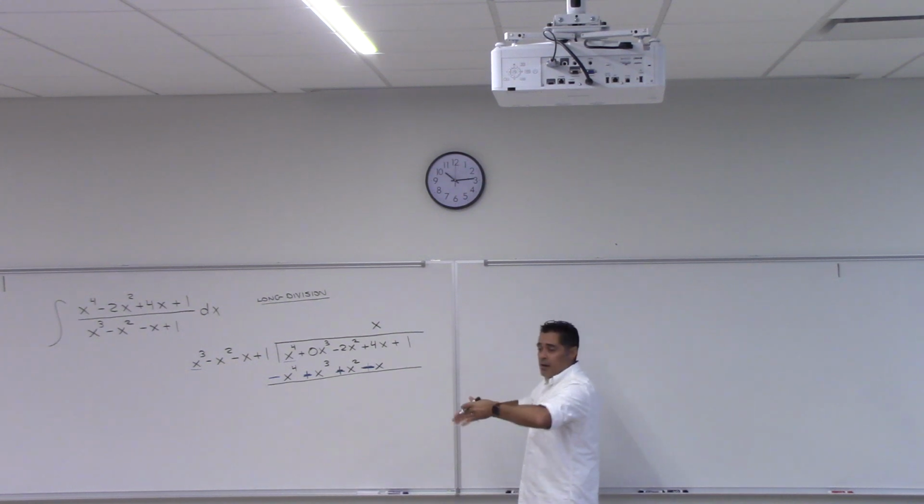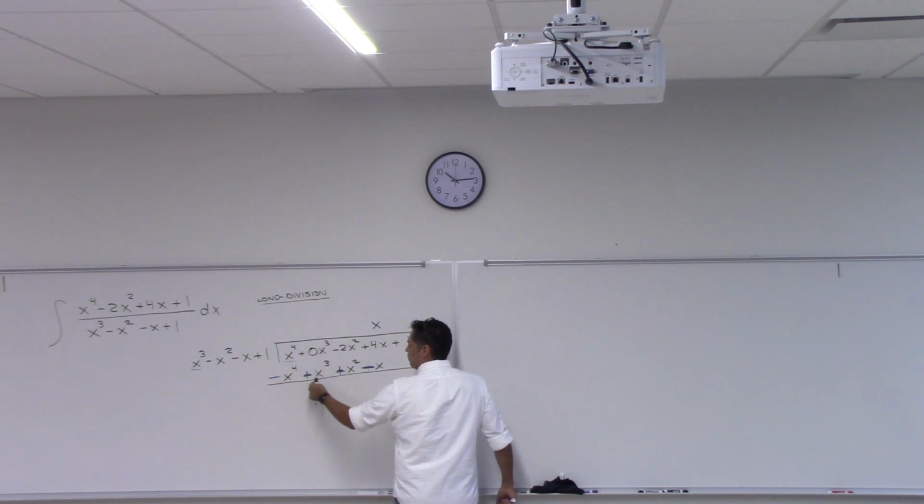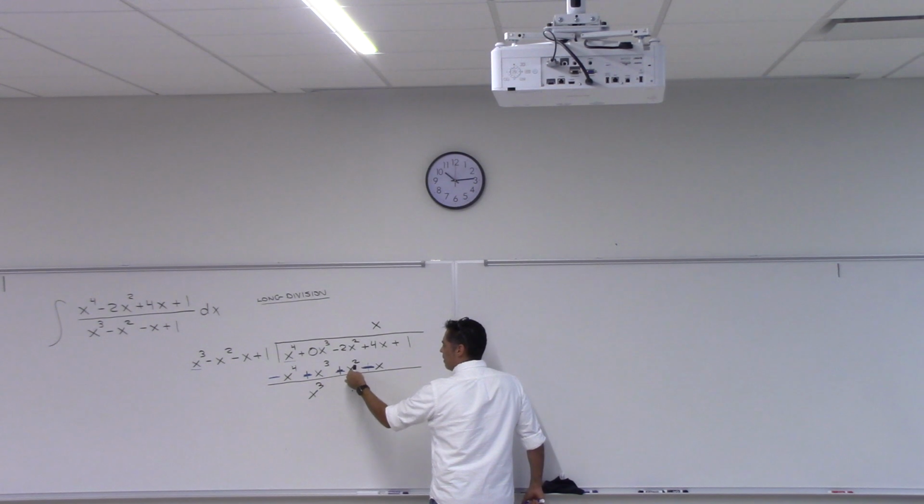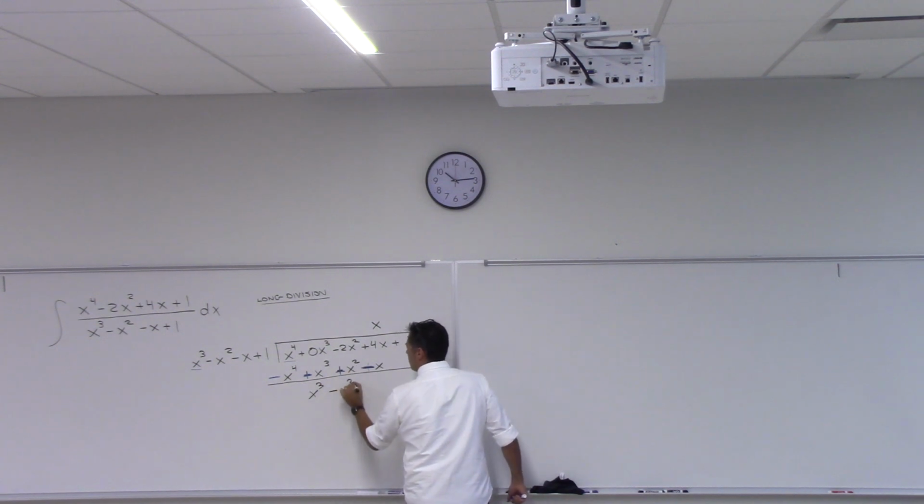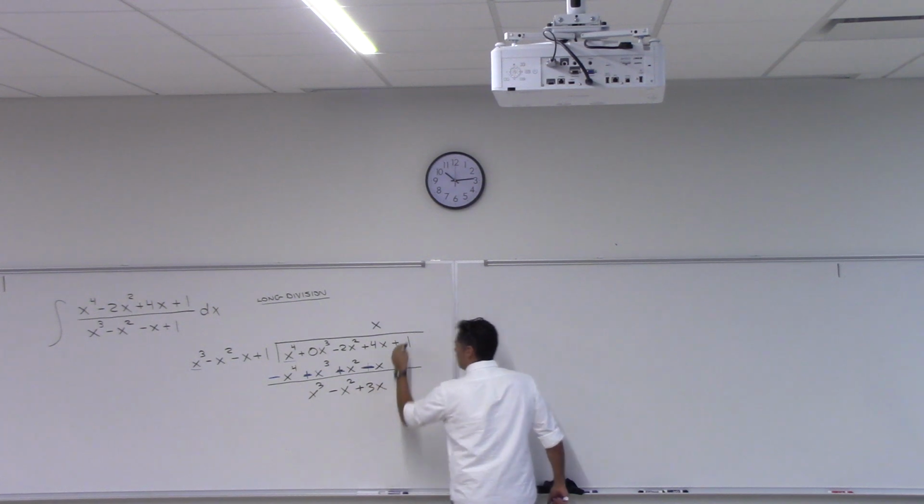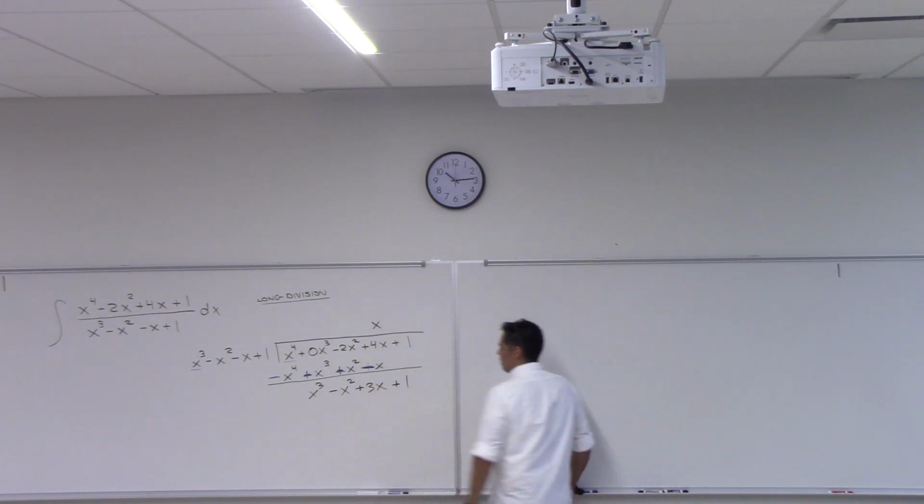And now add down. So what do we get? X cubed, negative x squared, 3x positive, right? And then finally, that's really a 0 here, plus 1. Okay.